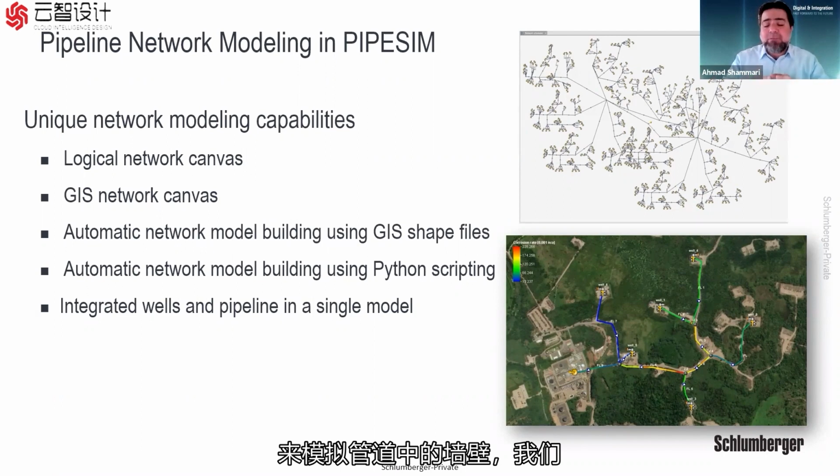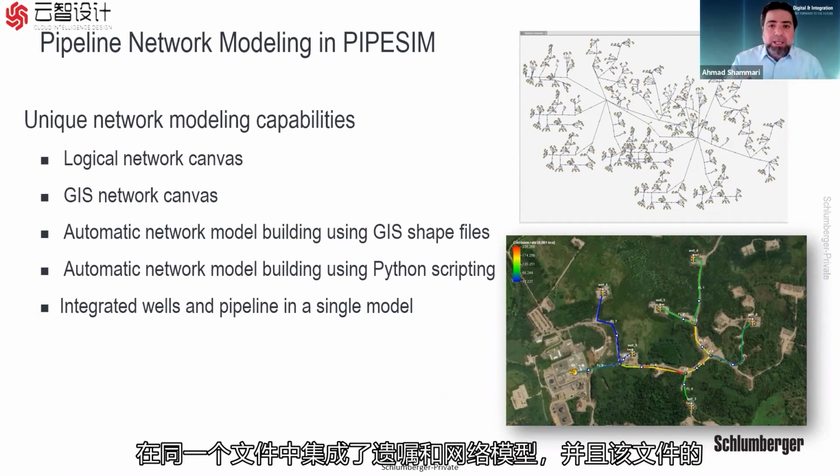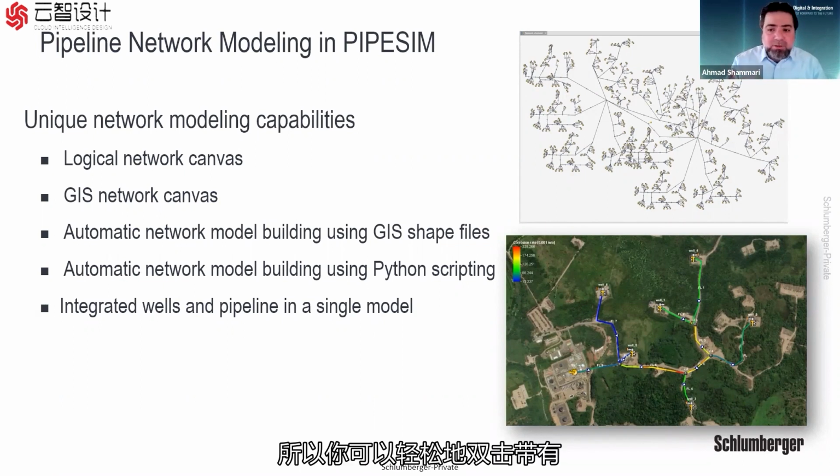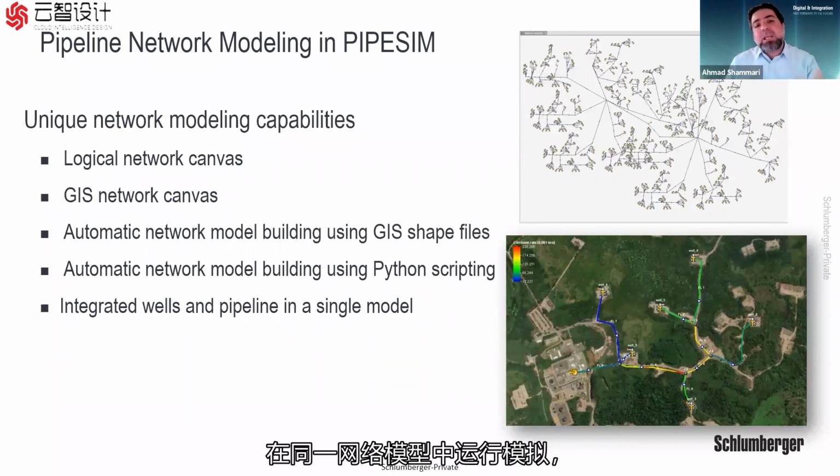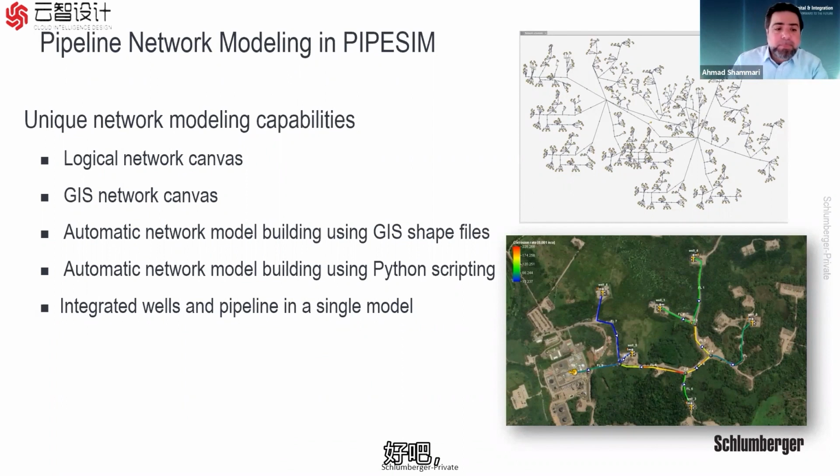In PipeSim, we have integrated wells and network models in the same file, and the file is not big in terms of size. So you can easily double-click on a well icon, and then you will open the well data. You can change the well data. You can even run the simulation for that well while you are in the same network model.